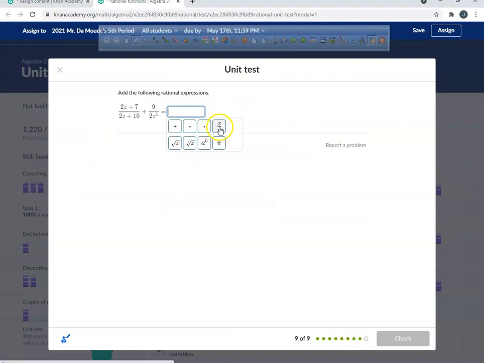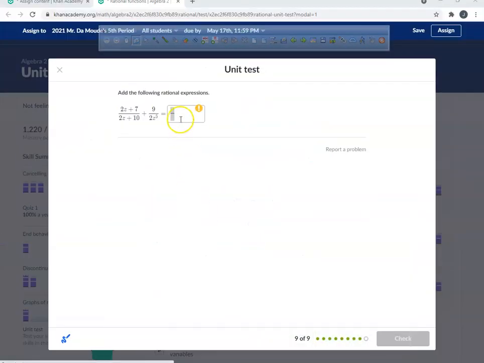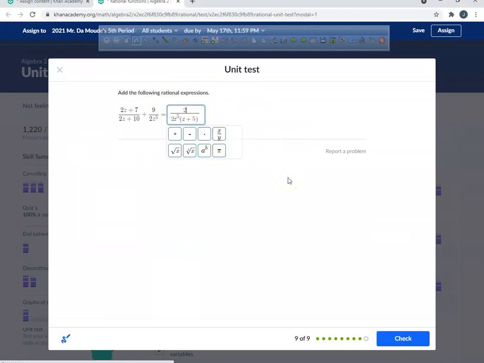So I'm putting a little fraction right there. What was in the denominator? What was our common denominator? Real quick, it was 2z to the power of 5 times (z plus 5). So there's our denominator. And then, holy moly, we got a long one. We got 2z to the power of 6 plus 7z to the power of 5 plus 9z.